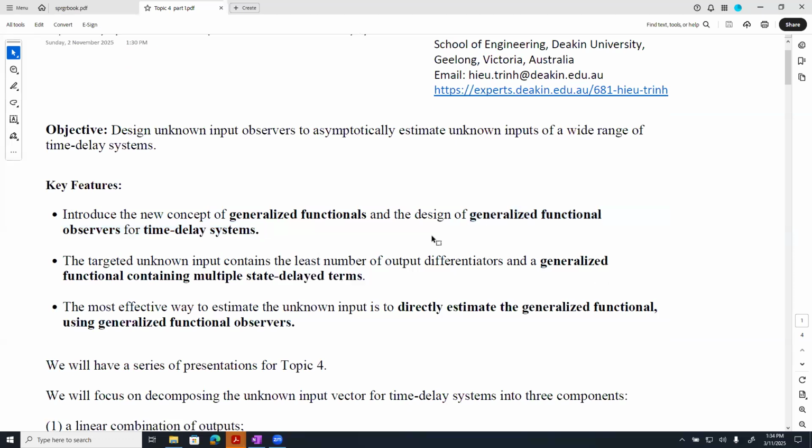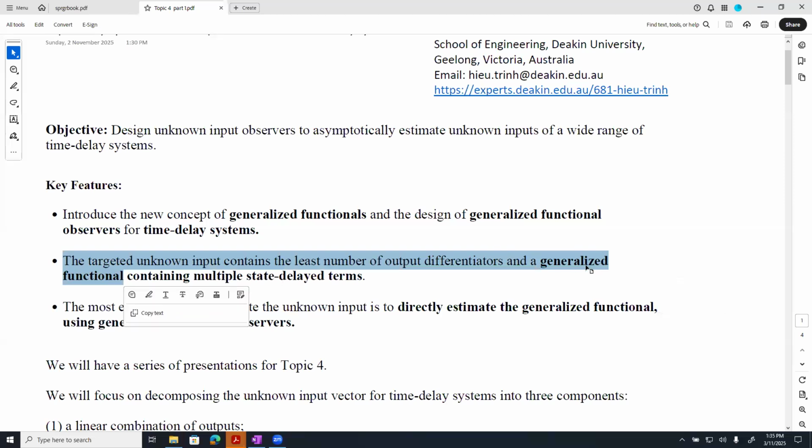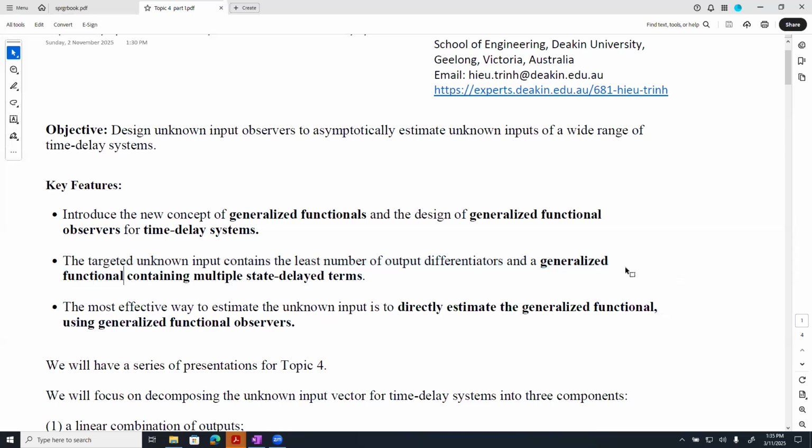What happened in here is just the key features, just like in our previous topics. The way we do the decomposition is that the targeted unknown input contains the least number of output differentiators. And the thing about this decomposition for time delay systems is that we're going to get a generalized functional, no longer just a functional, but a generalized functional. And that functional actually contains multiple stack delay terms.